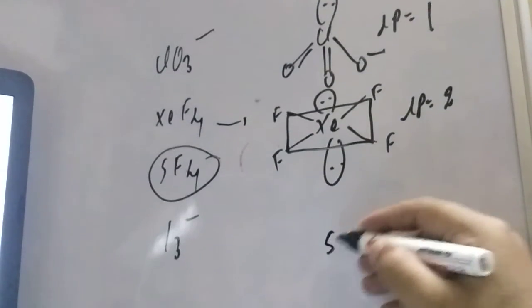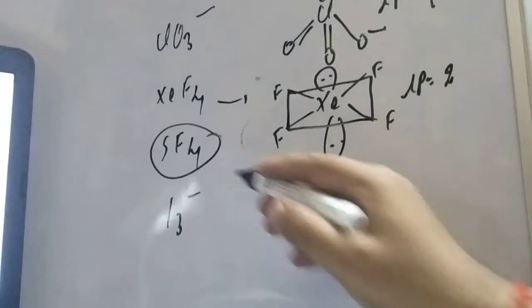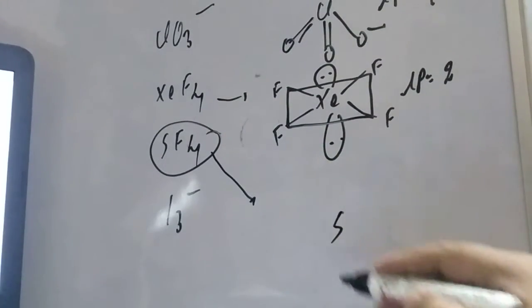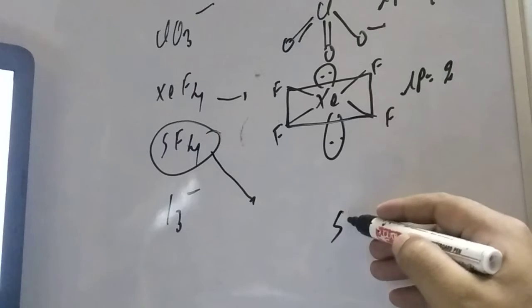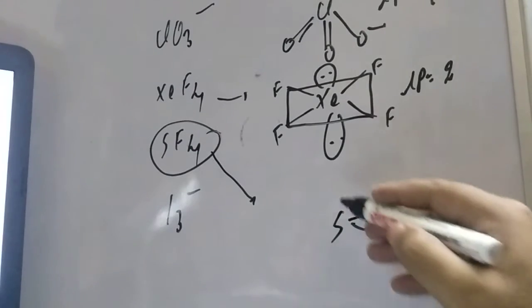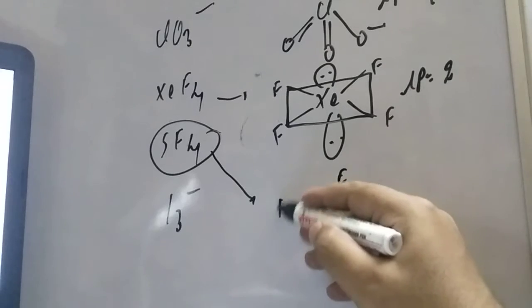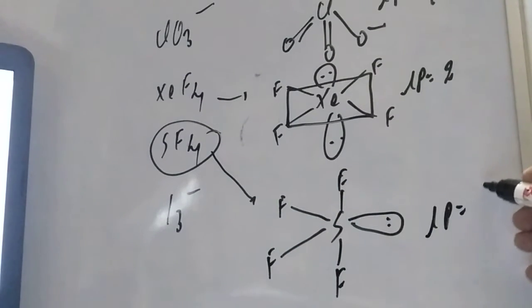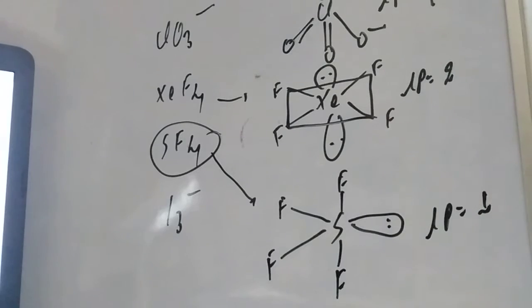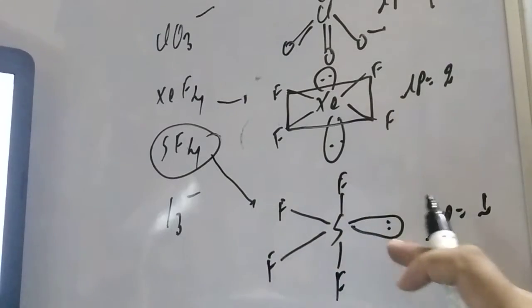If you talk about SF4, student, if you talk about the SF4 molecule, sulfur is group number 16. So sulfur is like this, and one lone pair electron will be like this here, and the distribution will be trigonal bipyramidal, and here is F, and here is F. So how many lone pairs are coming here, student? 1 only, because SF4 has 6 electron pairs. So 6 electron pairs means 4 bond pairs and 1 lone pair.